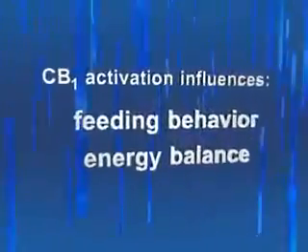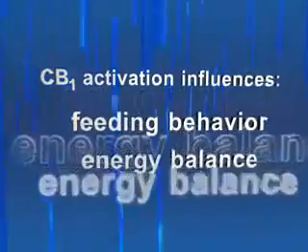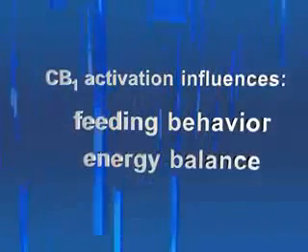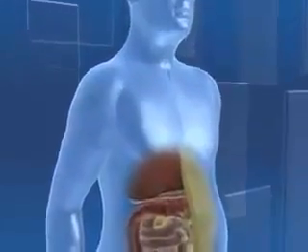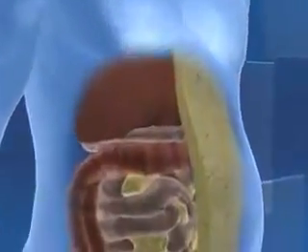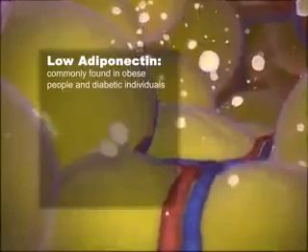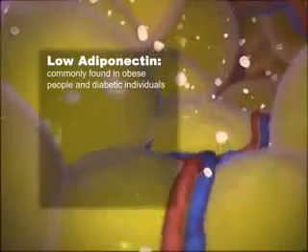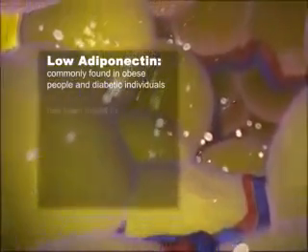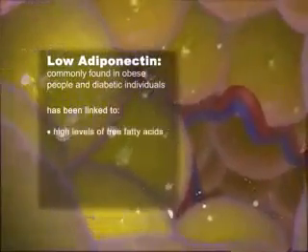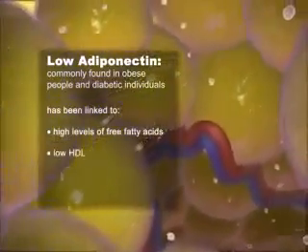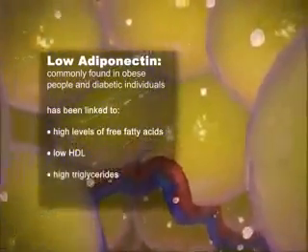Centrally, CB1 activation influences feeding behavior and energy balance. Peripherally, in adipose tissue, CB1 activation appears to stimulate lipogenesis and inhibit adiponectin expression. Low adiponectin levels are commonly found in obese people and diabetic individuals. Also, low adiponectin levels have been linked to high levels of free fatty acids, low HDL, high triglycerides, and insulin resistance.